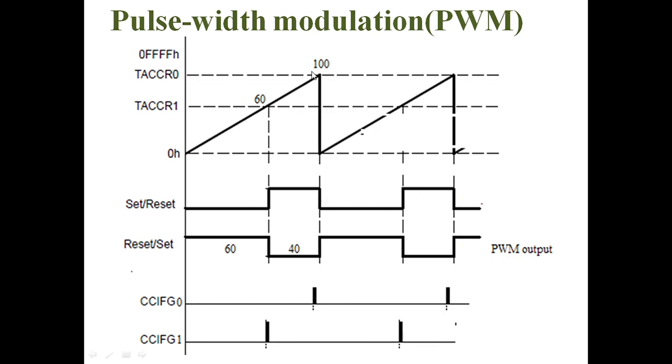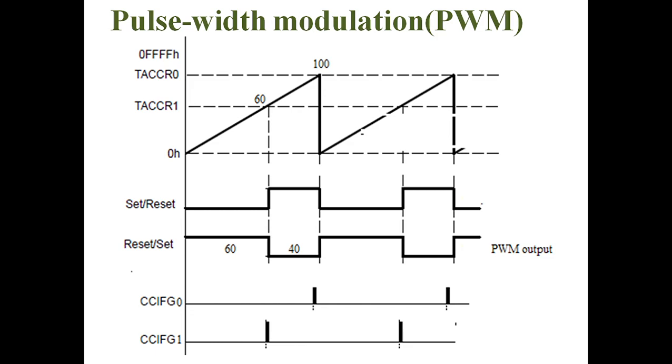Again, whenever it reaches the 100 value, that means the value in the Timer A capture register 0, the Timer A register value and the Timer A capture register value are both equal. So it generates the interrupt flag and the output becomes active high.